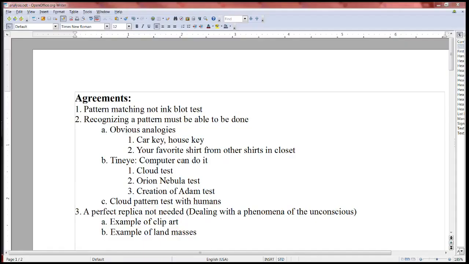Finally, in our agreements section, I have put just a reminder that we've already discussed that a perfect replica is not needed because we're dealing with phenomena of the unconscious. As an example, we can recognize clip art of Obama compared to a photograph of Obama, and still tell that they are both Obama, regardless of whether one is clip art or not.